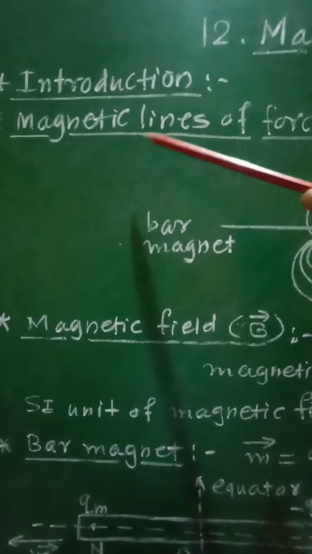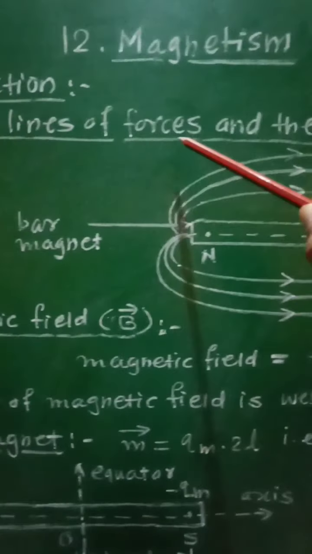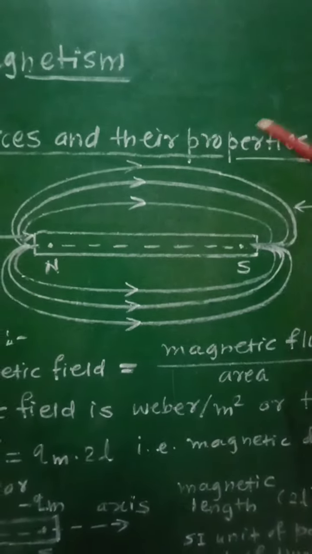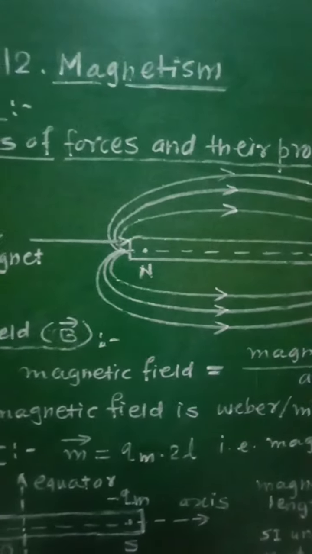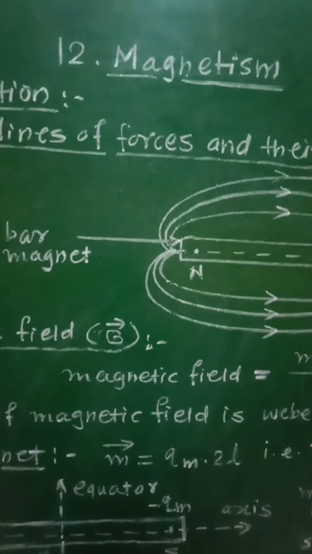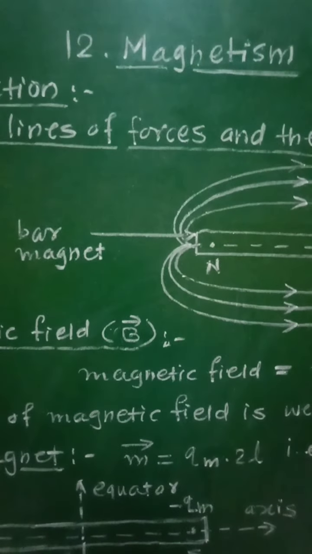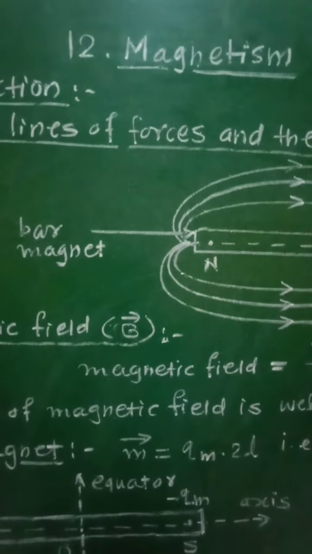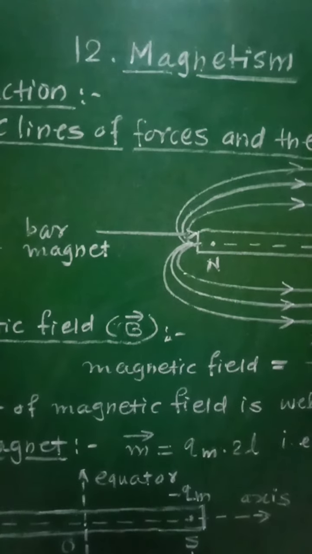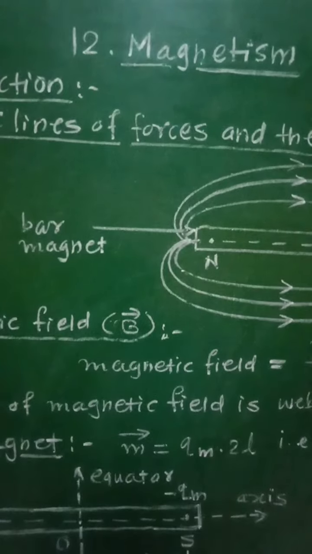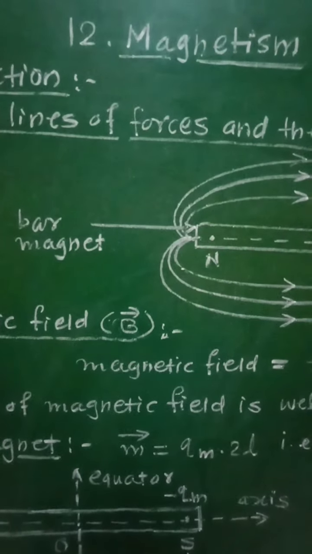Now let us see what are the magnetic lines of force and their properties. The path along which a unit north pole moves when placed in a magnetic field is called a magnetic line of force.